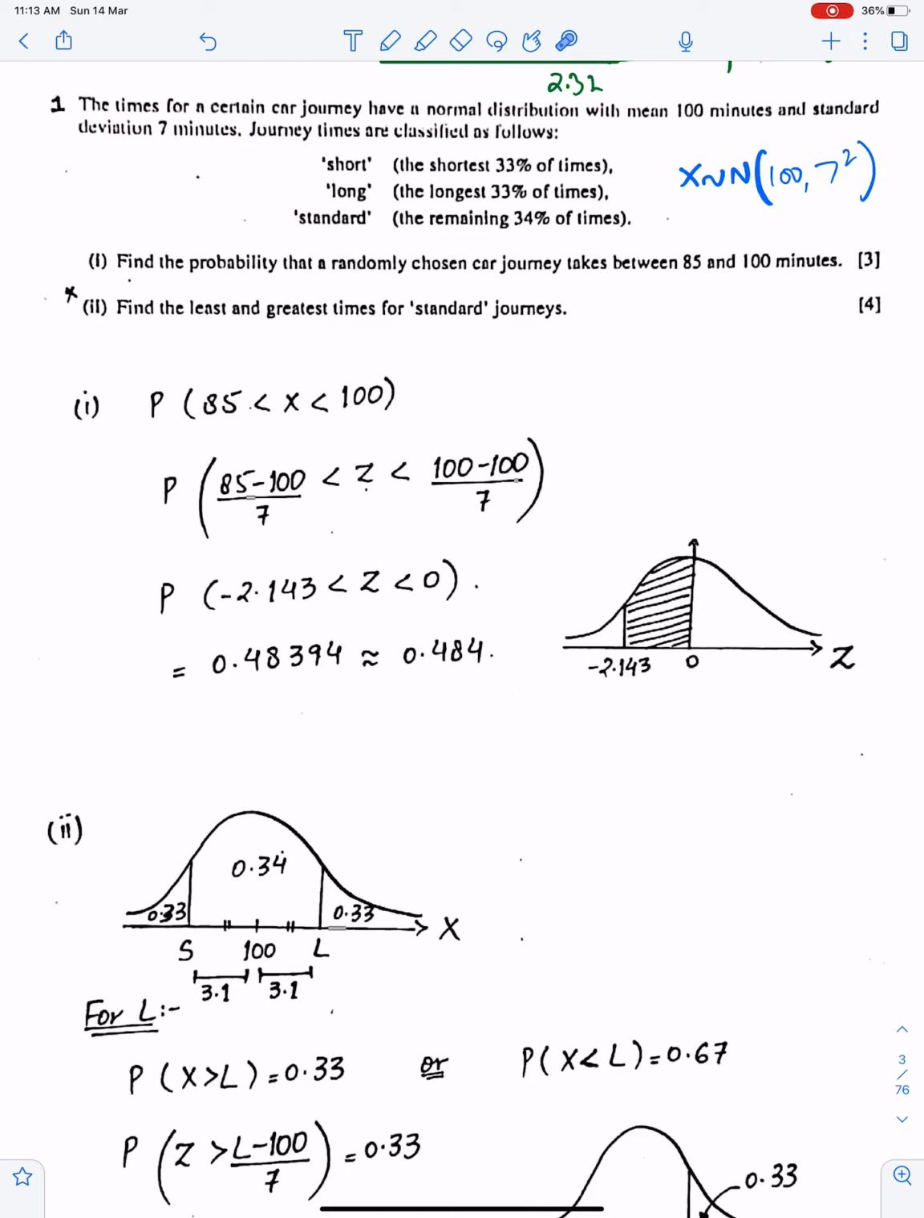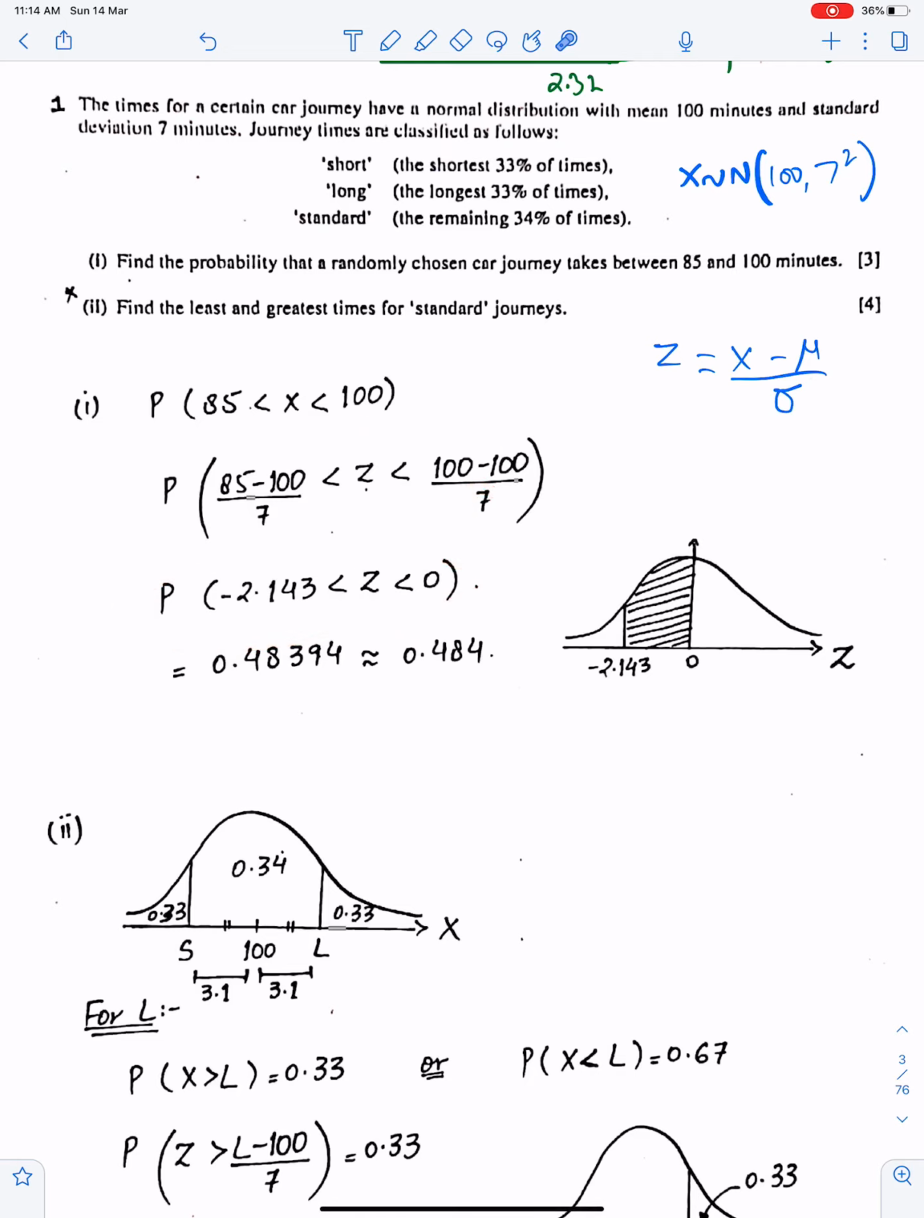Anyway, we need this probability. So you all know we convert this statement from x into z with the help of this formula. Z is x minus mu over sigma. So we have 85 minus mu over 7, and then 100 minus 100 over 7. So I'm getting these values.